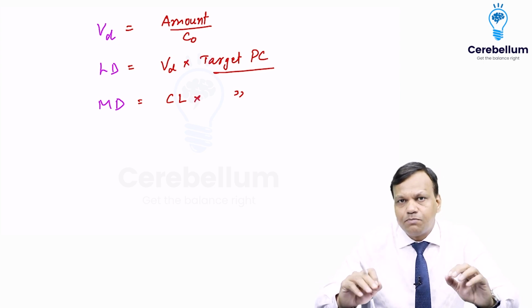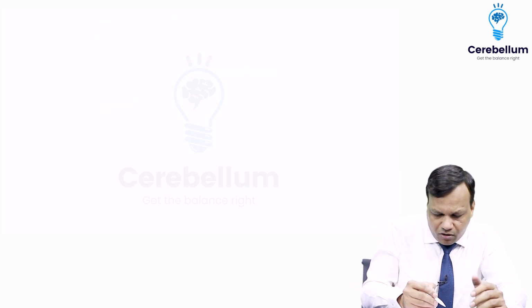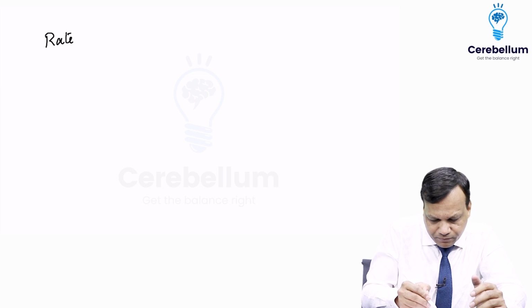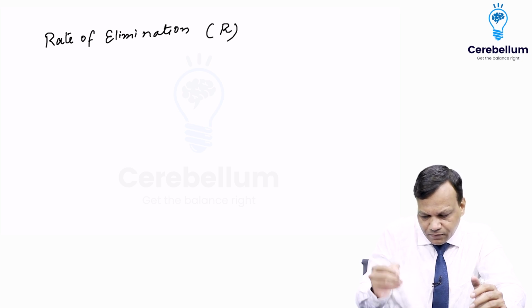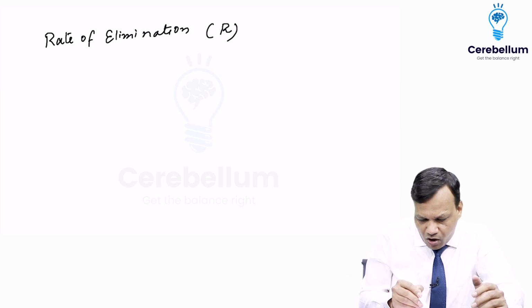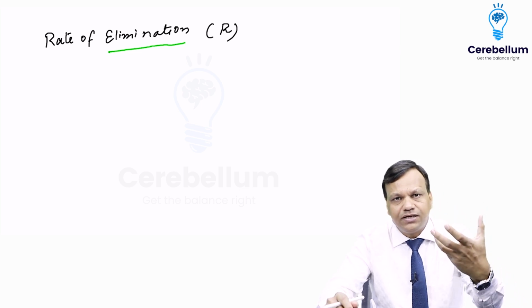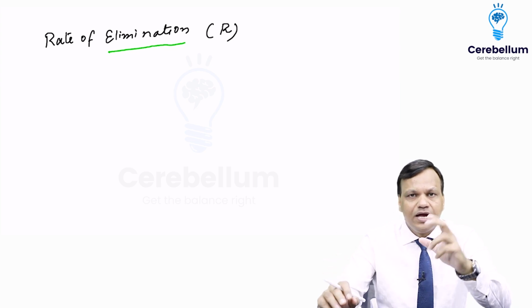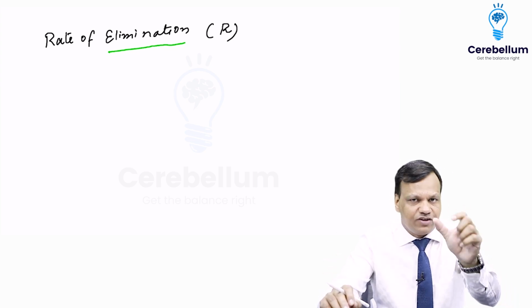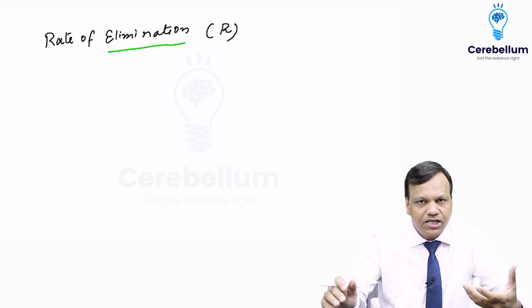So now we will discuss some more formulas, and the first one among them is rate of elimination, which is commonly represented as R. If you recall, what do we mean by elimination? We discussed that elimination is termination of action of a drug. It may be by metabolism, maybe by excretion. It is finishing the action. So the rate at which the action is finished is the rate of elimination.